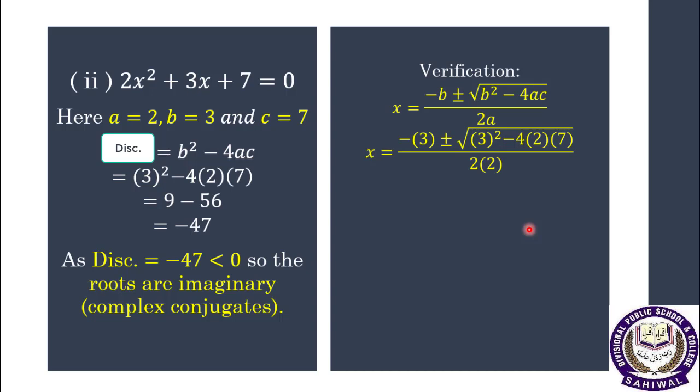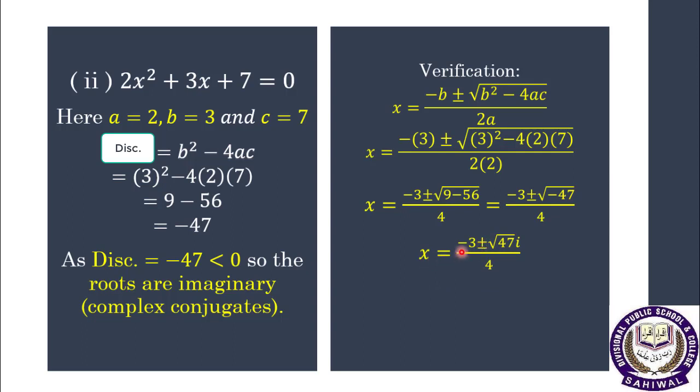On solving, we get x is equal to minus 3 plus minus square root of 9 minus 56 over 4, which is equal to minus 3 plus minus square root of minus 47 over 4. The square root of minus 47 means we have got an imaginary number. We can write it as square root of 47 times iota.